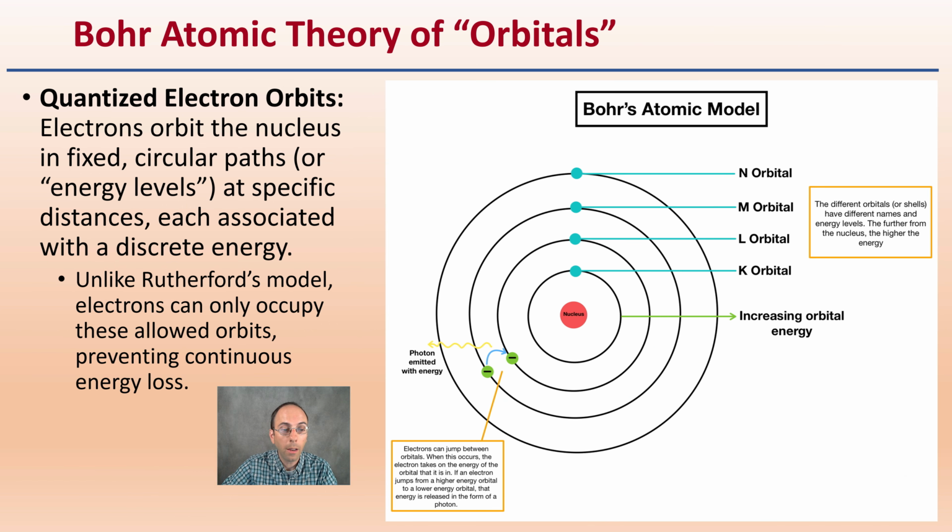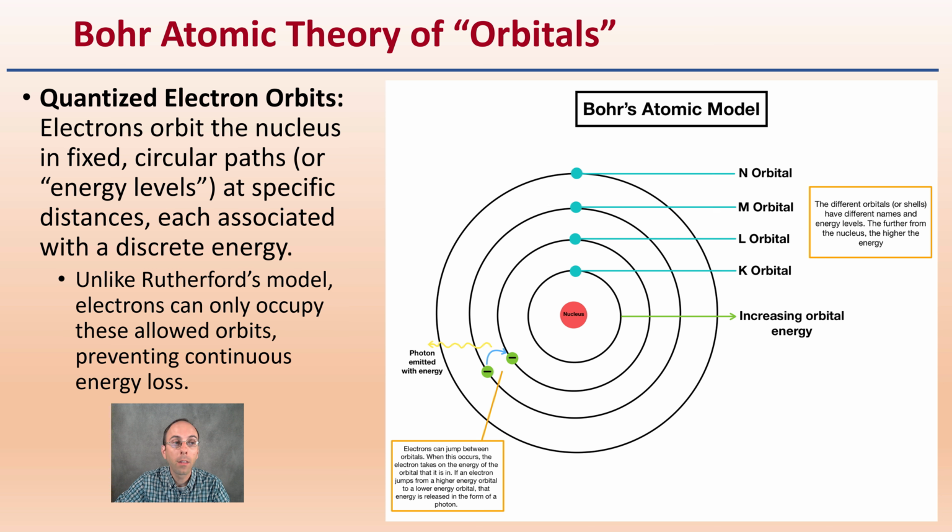So Bohr's model, as I said, you might be familiar with, having seen this or heard of this. It's looking at this concept or theory of what we call orbitals. These quantized electron orbitals are where electrons orbit the nucleus in fixed circular paths or energy levels. We can see that here. They are specific distances, each associated with discrete energy. So unlike Rutherford's model, here electrons can only occupy these allowed orbitals, preventing continuous energy loss, and we're looking at the ability for these electrons to jump between these energy levels, and this could explain how light is being emitted.